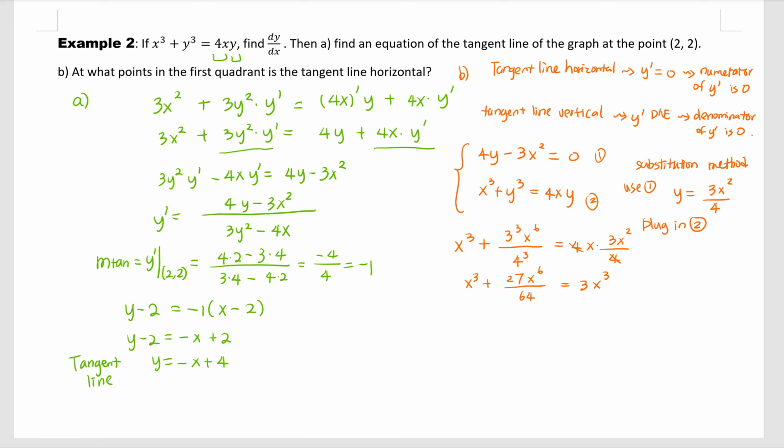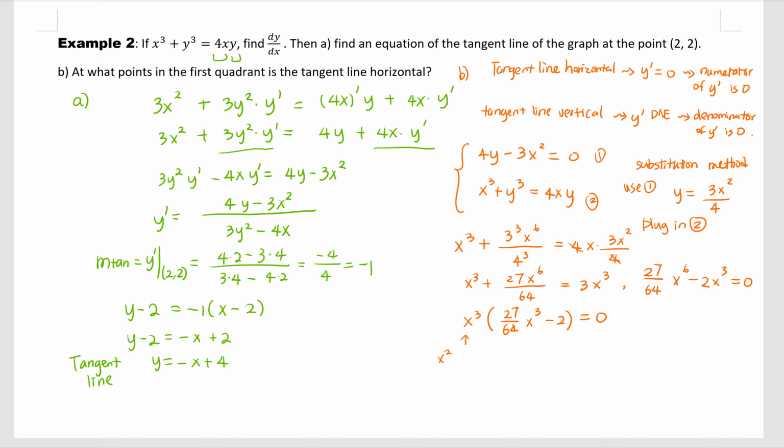So let's move other terms to the left. Then you have 27 over 64 x to the 6. You see x cubed minus 3x cubed becomes negative 2x cubed. So remember how to solve equations, we try to factor. So we can see we can factor x cubed. So we have x cubed times (27 over 64 x cubed minus 2) is 0. So we can set each of the factors to 0.